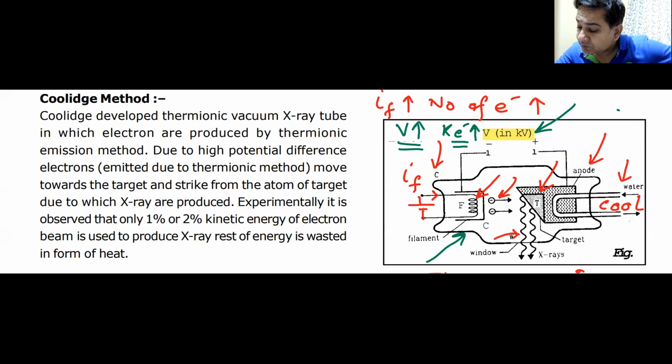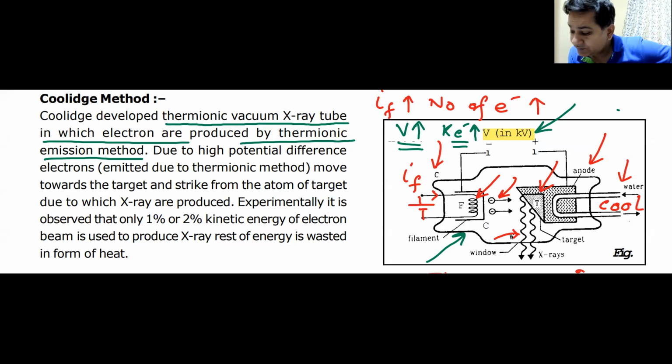Coolidge developed the thermionic vacuum X-ray tube. Do you understand the meaning of thermionic? In which electrons are emitted or produced by the thermionic emission method. Heat the filament up, electrons are emitted, thermionic emission. Due to the high potential difference, electrons which are emitted move towards the target. Do we understand this? Yes, sir.